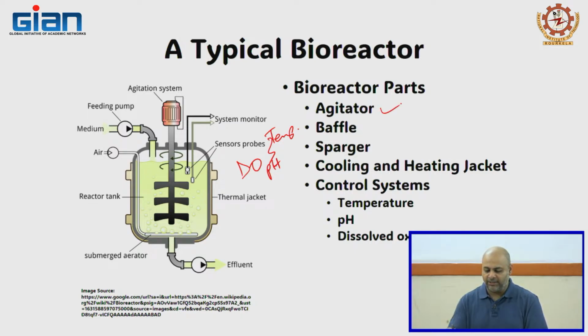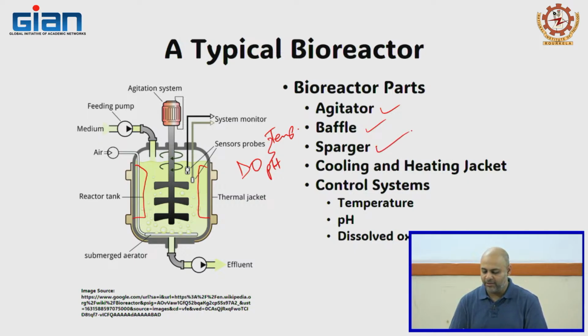So, parts would be agitator, baffle. Now, baffles are sometimes in the corners of the bioreactors. In this particular diagram, it was not there. Now, why do we add those baffles? To remove the vortex, right? Because when you are running your stirrer or your impeller, you generate the vortex. To break that vortex, you're going to use the baffles.